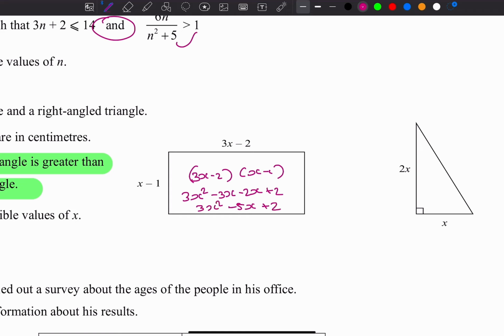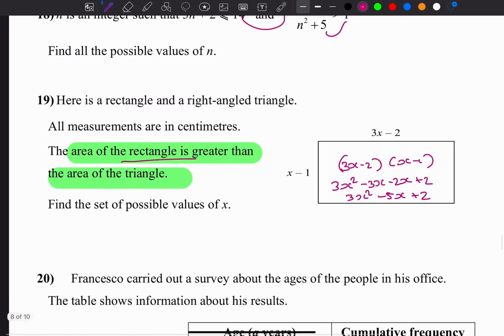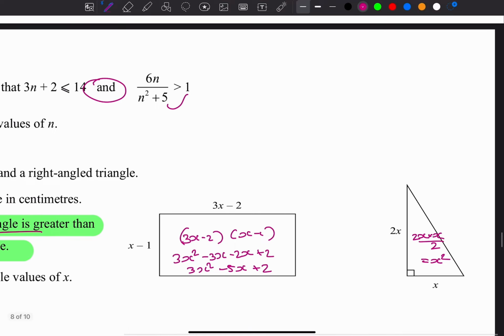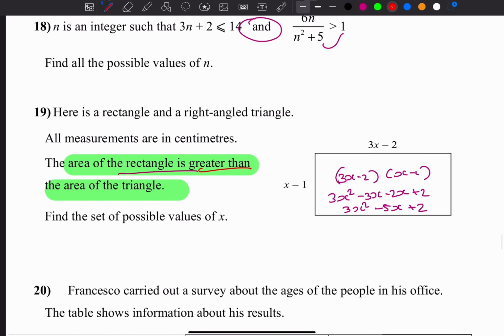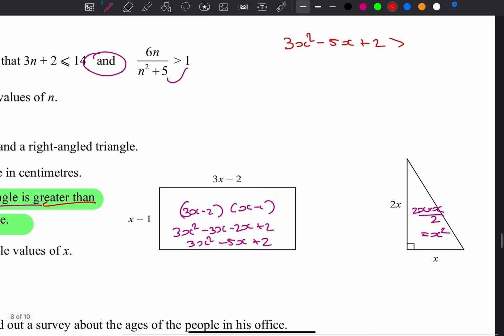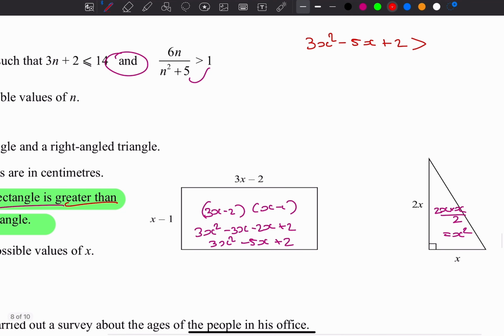The area of the triangle: base times height, 2x times x divided by 2. That will give you 2x squared divided by 2, which is just x squared. The area of the rectangle, which is 3x squared minus 5x plus 2, is greater than the area of the triangle, which is x squared. Bring it here. 3x squared take away x squared is 2x squared minus 5x plus 2 is greater than 0.